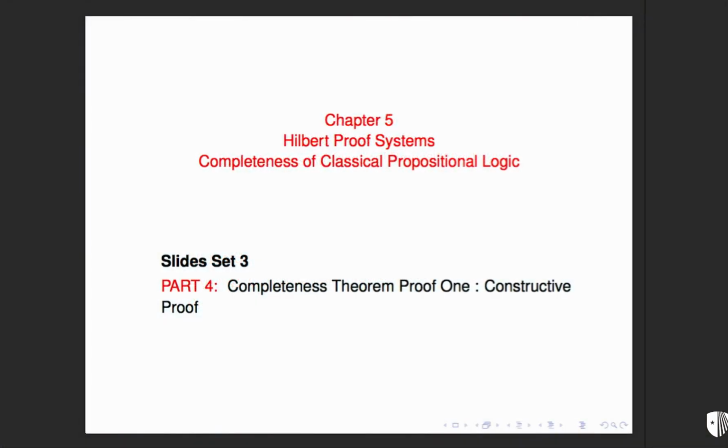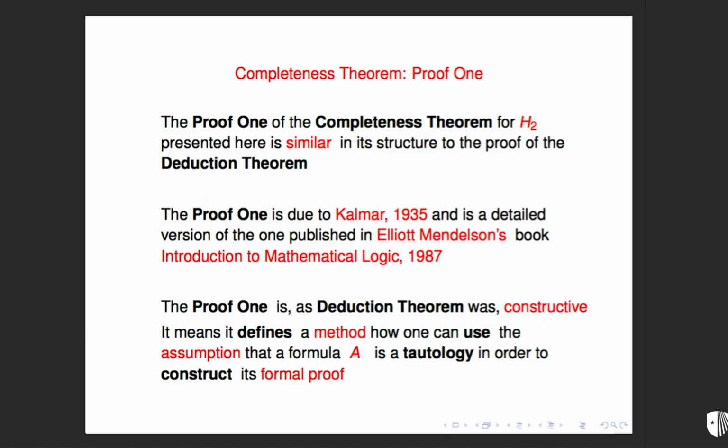So now we do the proof of the completeness theorem. It is similar in structure to the proof of the deduction theorem. Proof 1 is due to Kalmar, 1935. The deduction theorem was 1930. So you can see there was a lot of progress in between. And I present a detailed version from Elliott Mendelson's book, Introduction to Mathematical Logic.